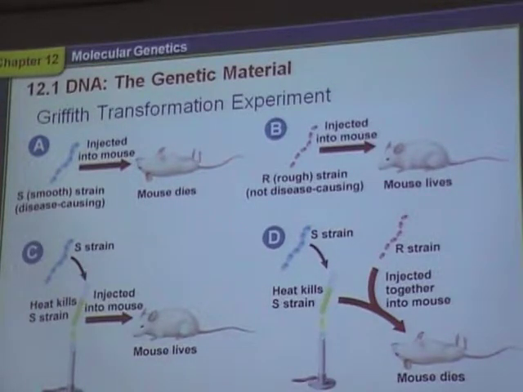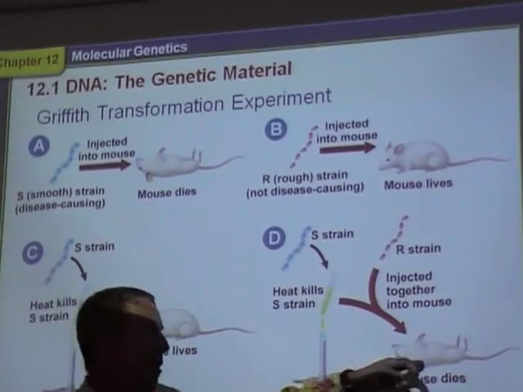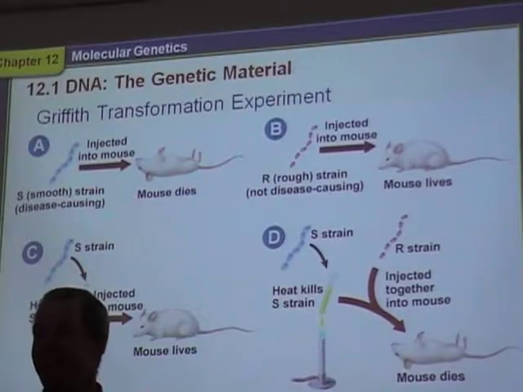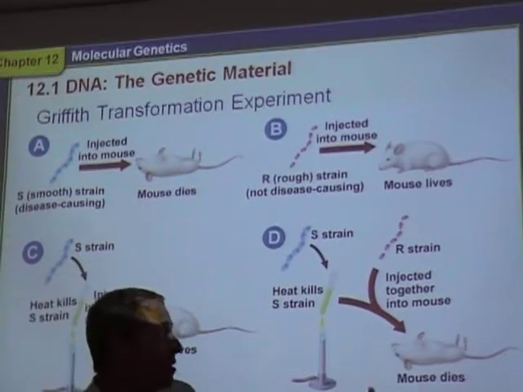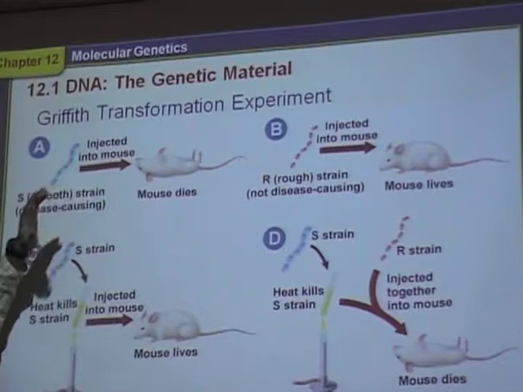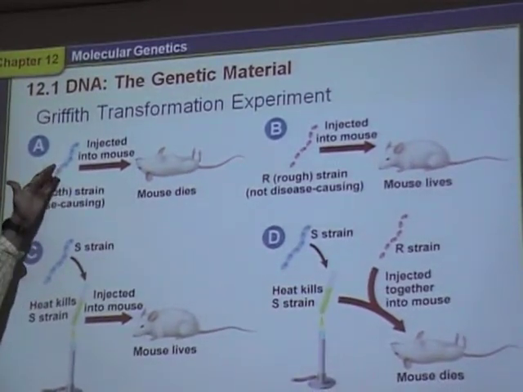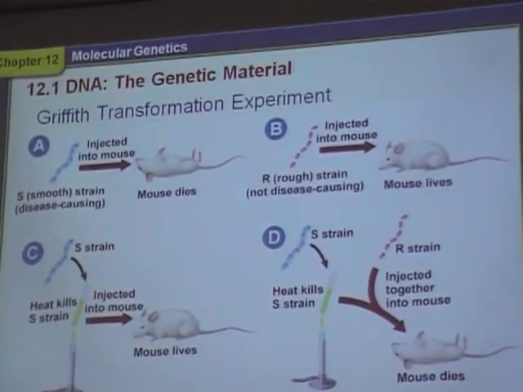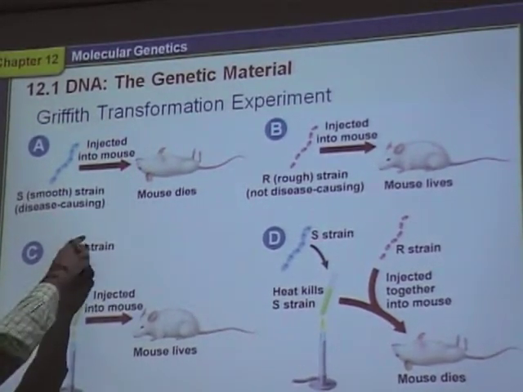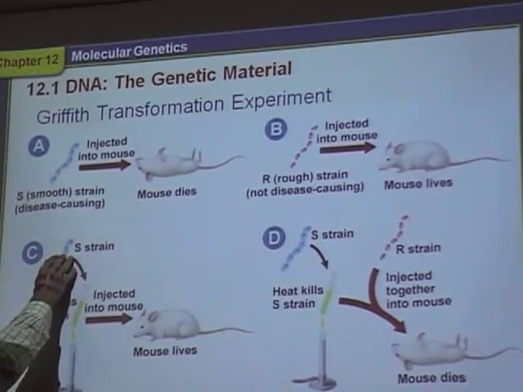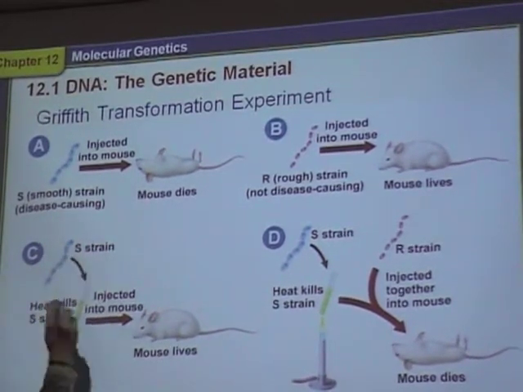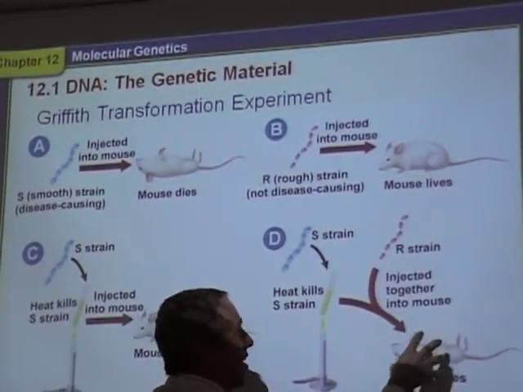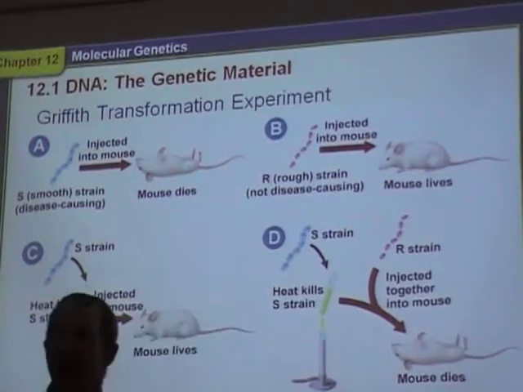So what was happening here? Well, they took blood from the mouse, and they looked at the mouse's blood, and they found living bacteria inside the mouse. And you know what it was? It was living S strain bacteria. Not heat-killed S strain bacteria, living S strain bacteria. So how is it that you inject dead S strain bacteria into the mouse, and if you do it along with R strain bacteria, it somehow comes back to life, is what it looked like.